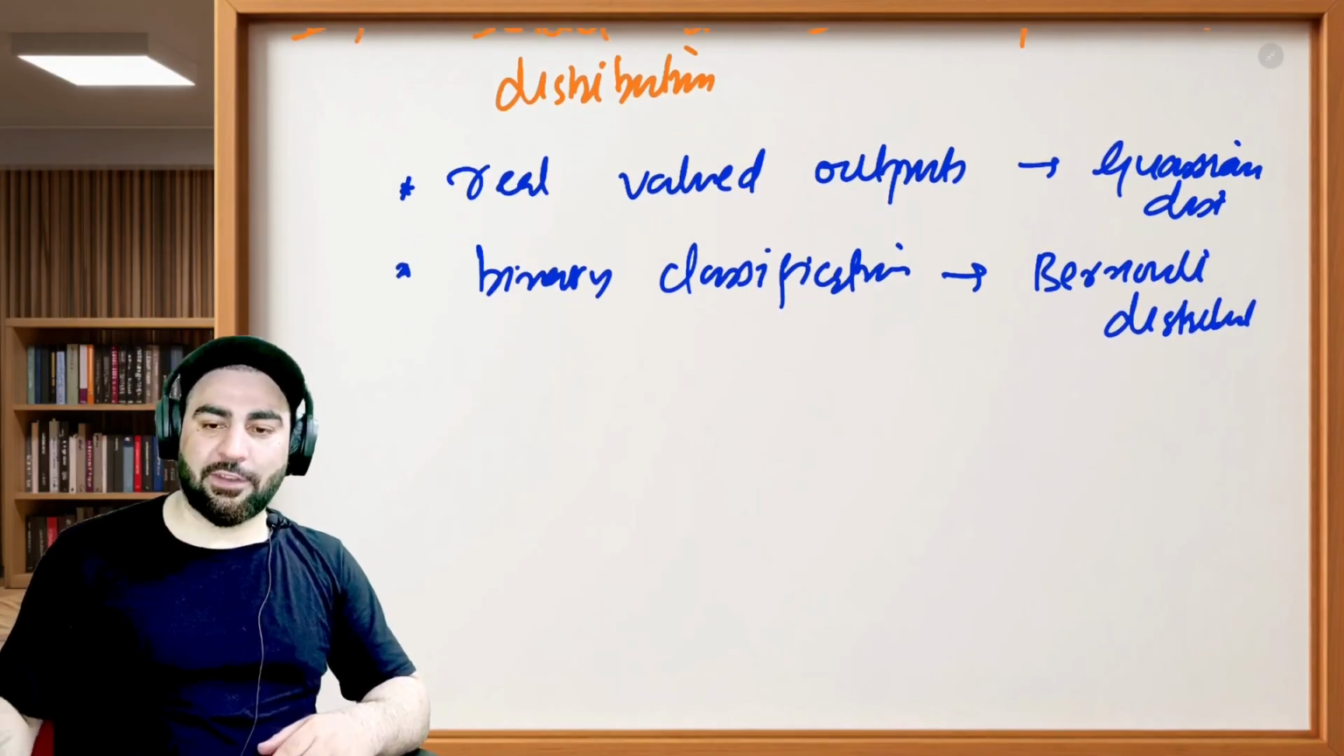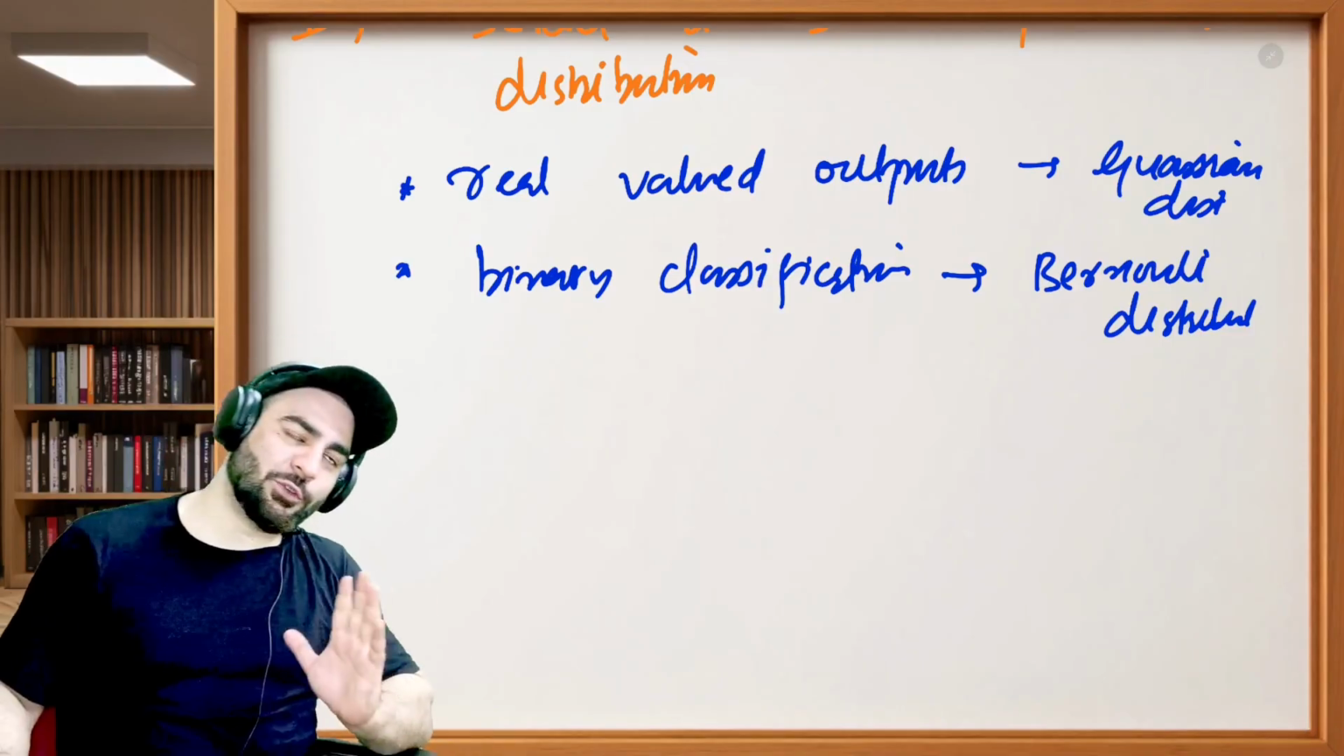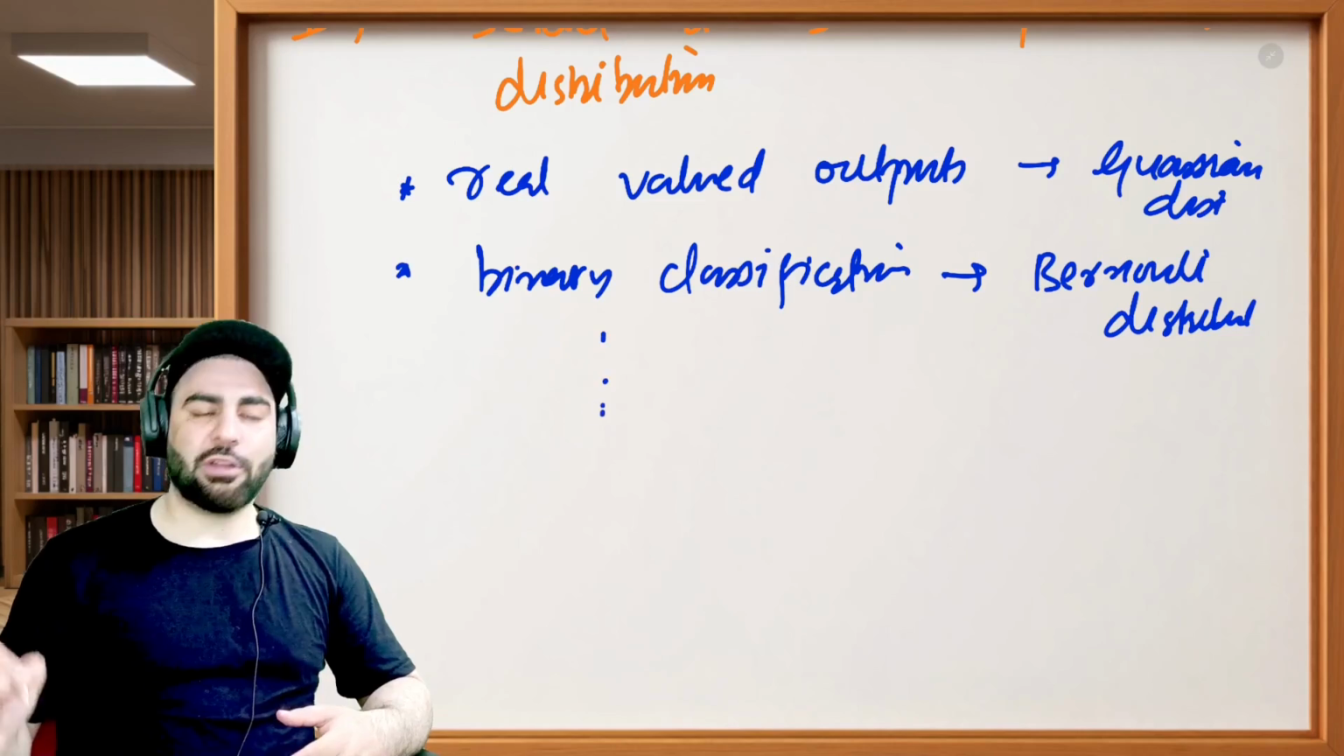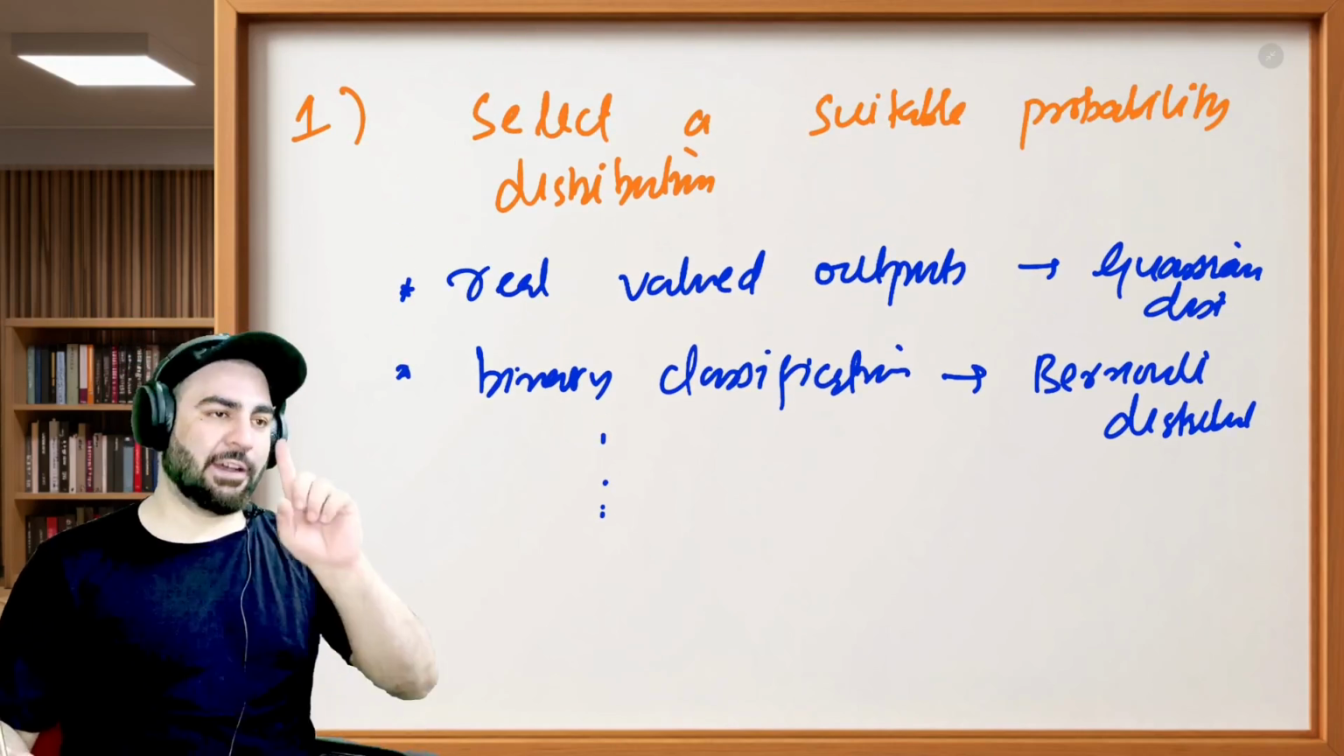And if you have multi-class classification, you will use categorical distribution. If you have counts, you use Poisson distribution. If you have angles and directions, you use circular distribution. Okay, it depends on the problem at hand. The first thing is you have to select a distribution.